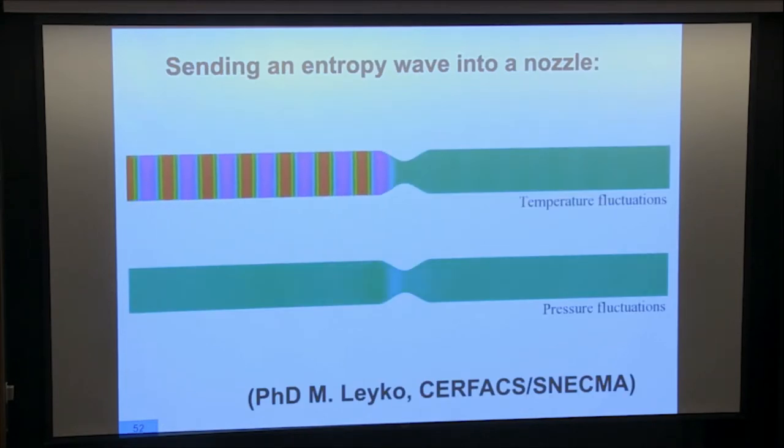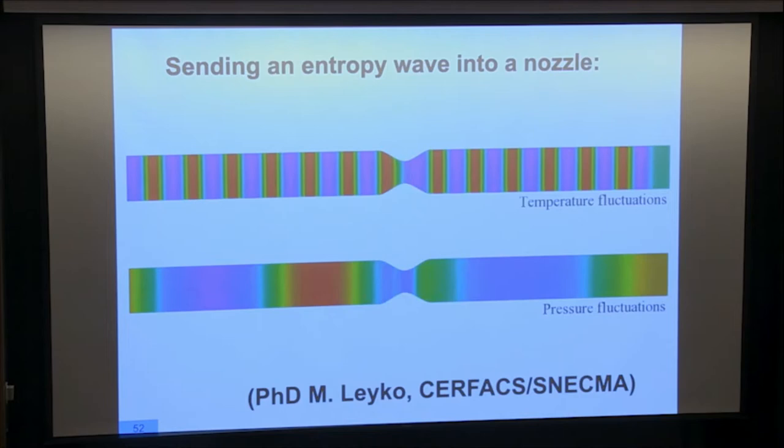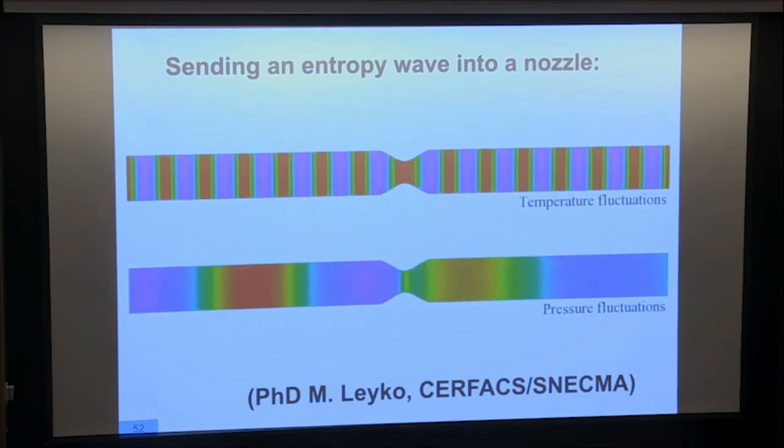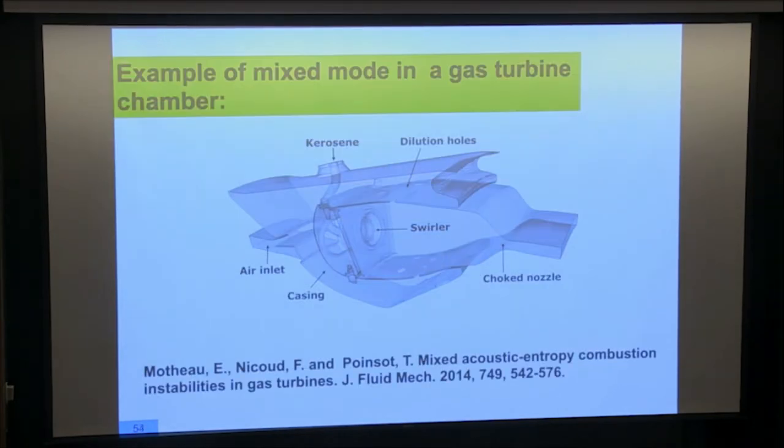I will give you an example here. First, this is an entropy wave entering a nozzle. And you see that when it enters the nozzle, this is temperature, it makes noise too. So you can have noise generated by an entropy wave crossing the outlet of the chamber. And that's bad. It's so bad that you can actually create instabilities. Let me jump right away to this example. This is an engine that was developed in France. You can recognize the complexity of this animal, but the important thing to see is that it's terminated by a nozzle.